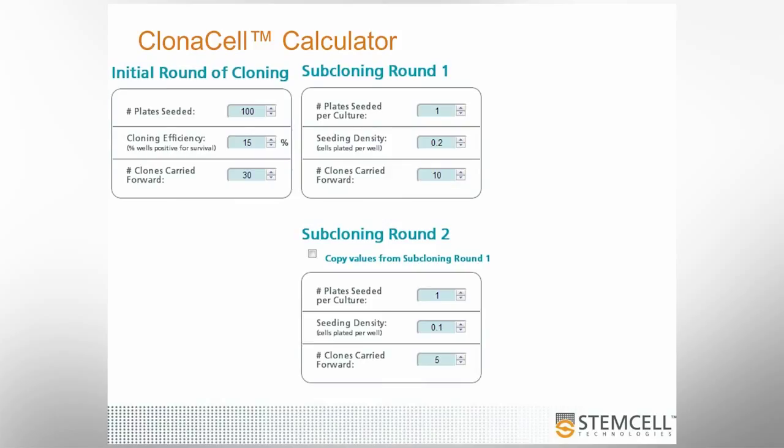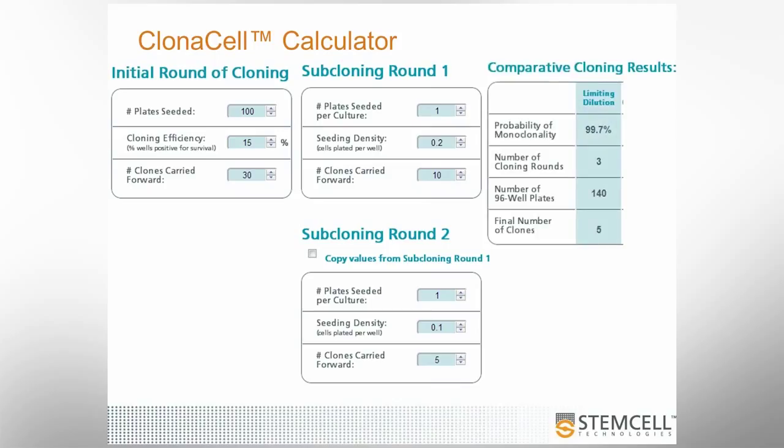So in this case, you're going to seed 100 plates in your initial round of cloning with a cloning efficiency of 15% after the cultures have grown. And from that first round, you're choosing 30 cultures to subclone. In both subcloning rounds, for each of the cultures that you're subcloning, you're seeding a single 96-well plate. And in the first subcloning round, using a seeding density of 0.2 cells per well, and choosing 10 cultures for your second subcloning round. And then using a seeding density of 0.1 cells per well to finally isolate, again, 5 clones.